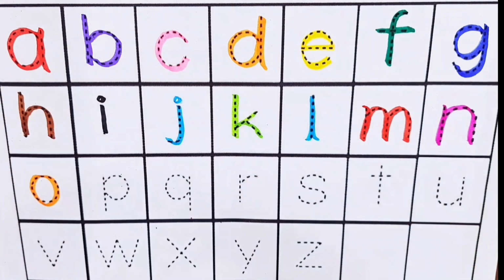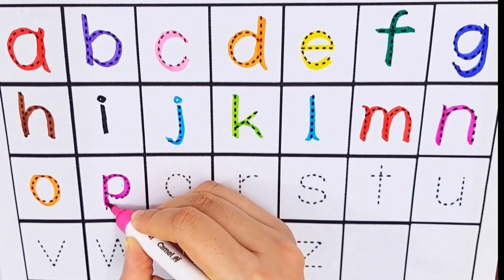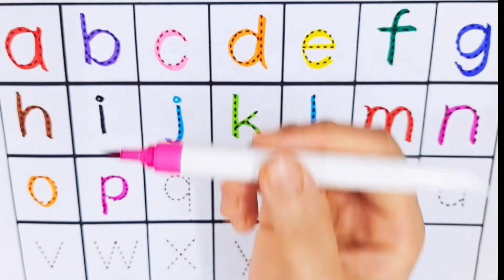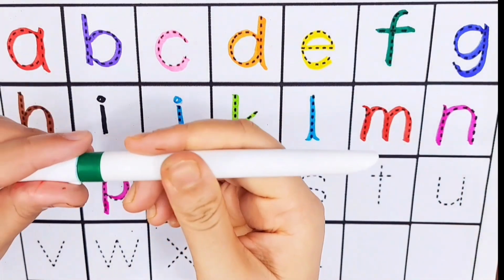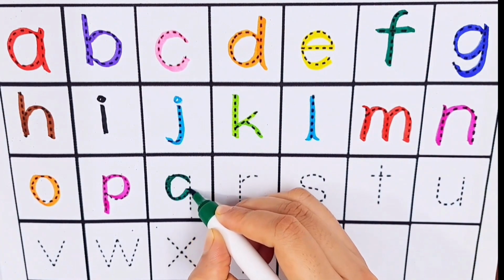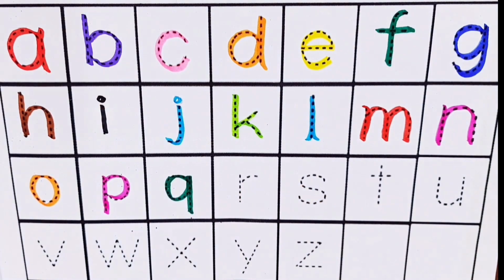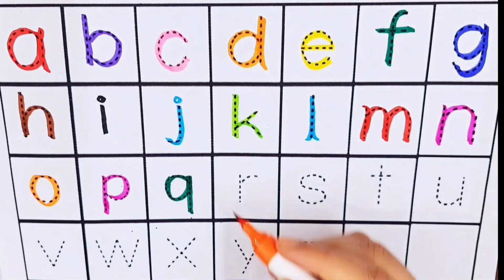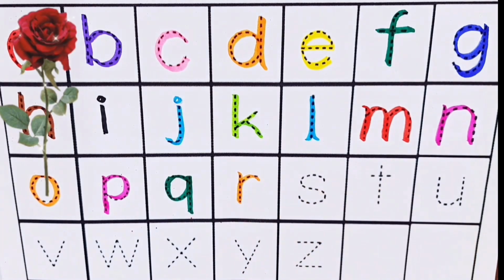Purple color. P. P for pen. Dark green color. Q. Q for queen. Orange color. R. R for rose.